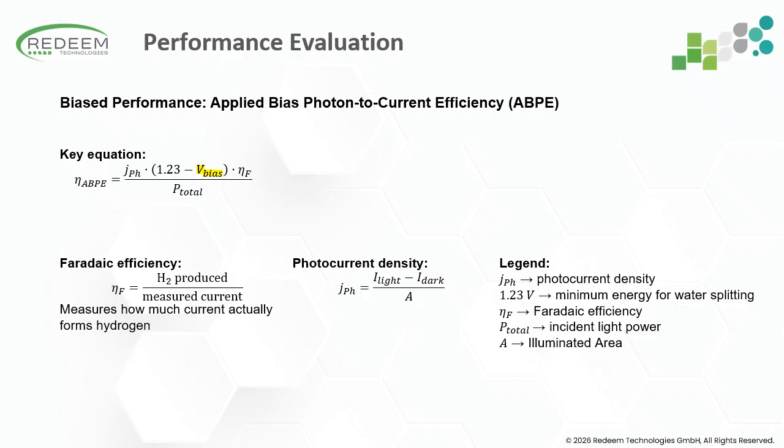So the photocurrent density and Faradaic efficiency are determined exactly as before. The only difference is that the ABPE equation includes the applied bias, allowing us to evaluate the overall performance of a biased photoelectrochemical system. So in general, STH is used for bias-free devices, while ABPE is the preferred metric whenever an external bias is required.